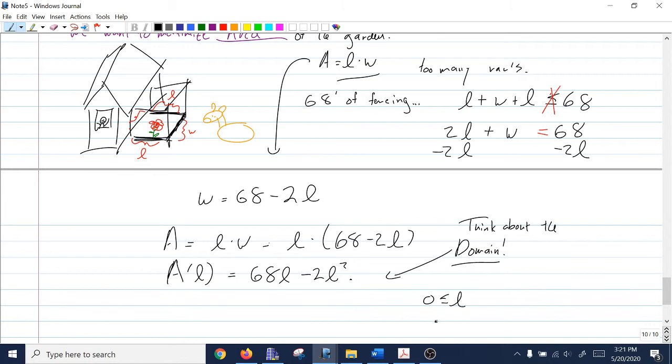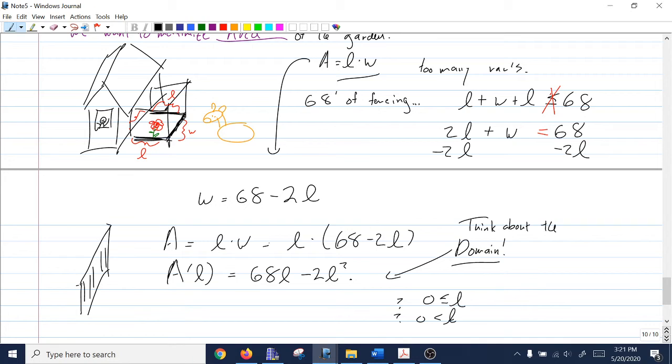Could L equal 0? Should I cut out 0 also? Which of these should it be? Well, what happens if length is 0? That means I'm just building a fence right next to the wall. I have 0 length. My garden is just a fence that I built right up against the wall, which was a dumb thing to do.